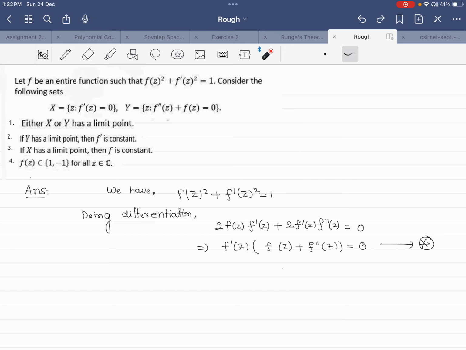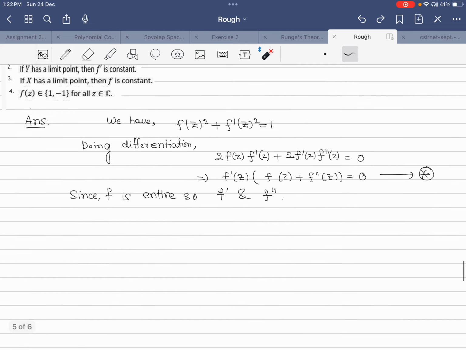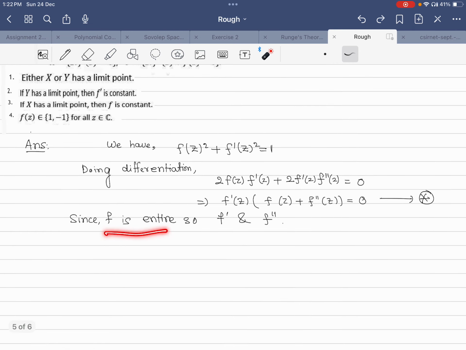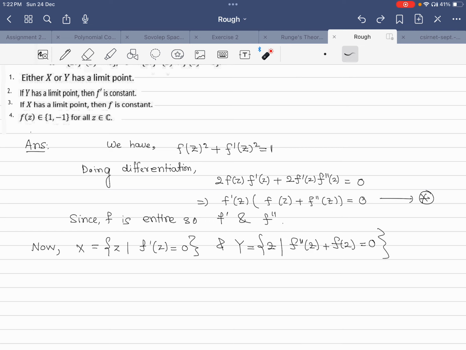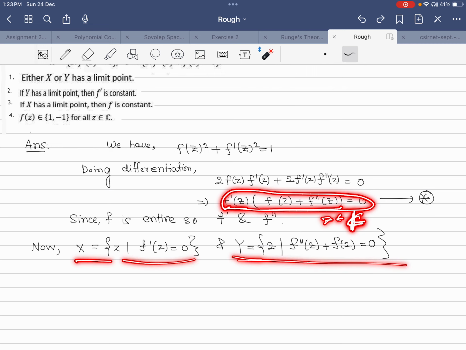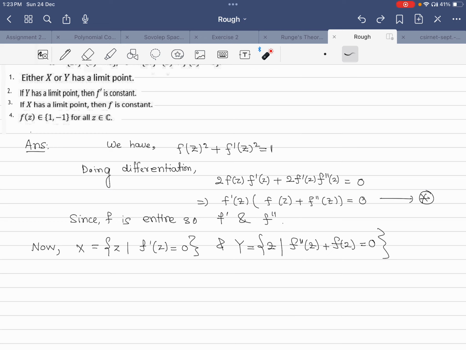Okay. So one observation: if f is entire, then f prime and f double prime are both entire. Okay. Now X is that thing, and Y is that thing. Both are complex numbers, right? Both are complex numbers, and that product is 0 for all z in C, trivially 0 everywhere. So X and Y are complements. I mean, if you take the union of X and Y, these two will give C, right?